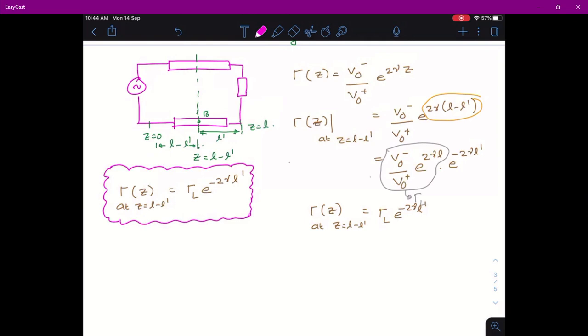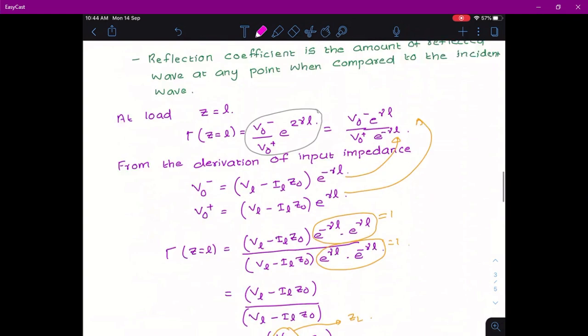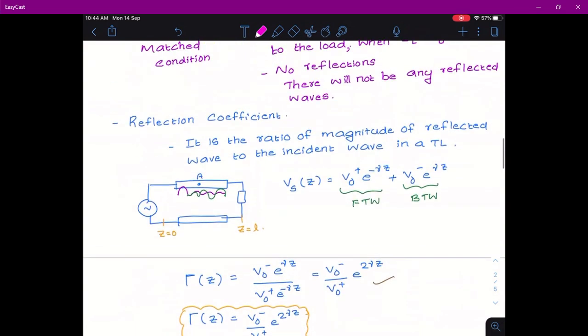Now, we always look at distance from the load, because load is the one which always changes, or load is the one which we always care about. For different loads, how do we want to design things? So, we always have the reference point at the load. Even when you are using the Smith chart, we always refer from the load. So, at any distance L dash from the load, the reflection coefficient is tau L e raised to minus 2 gamma L dash. Okay. So, this reflection coefficient is generally called the voltage reflection coefficient.